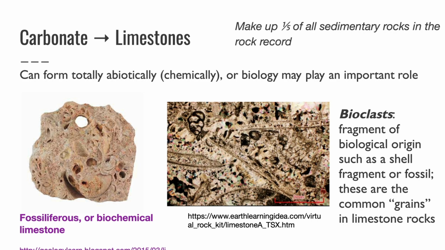So limestones, again, they're extremely common in the sedimentary record. They can form totally abiotically just from supersaturation of carbonate, or biology plays a huge role. Here you're seeing a fossiliferous or a biochemical limestone. So you can see there are what are called bioclasts, which are fragments of biological origin, such as shell fragments and fossils. These are the common grains that you find in limestone rocks. It's really the only type of grain you'll find if there are shelly fossils.